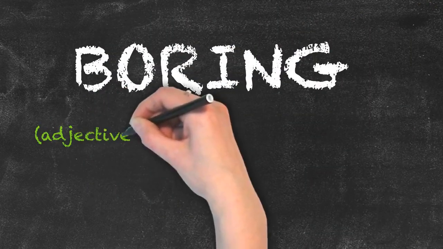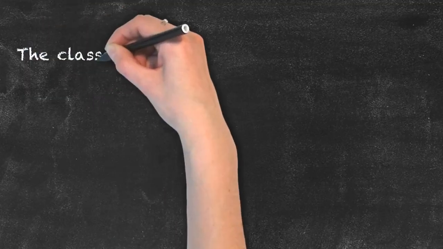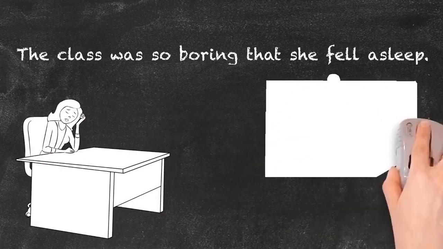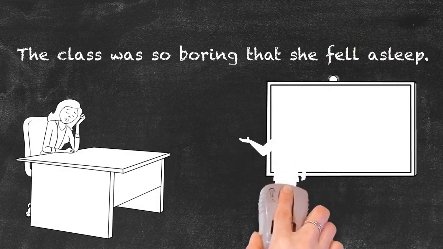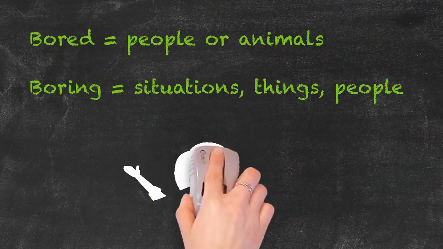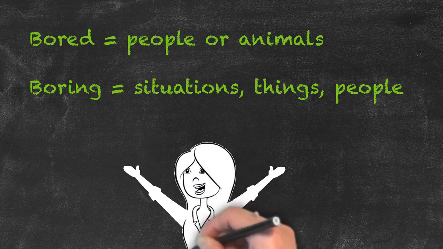Boring is also an adjective, but it describes the cause, the reason of the feeling. For example, the class was so boring that she fell asleep. The class is the reason for her feeling. Keep in mind that only people or animals can be bored, while things, situations, and people can be boring.